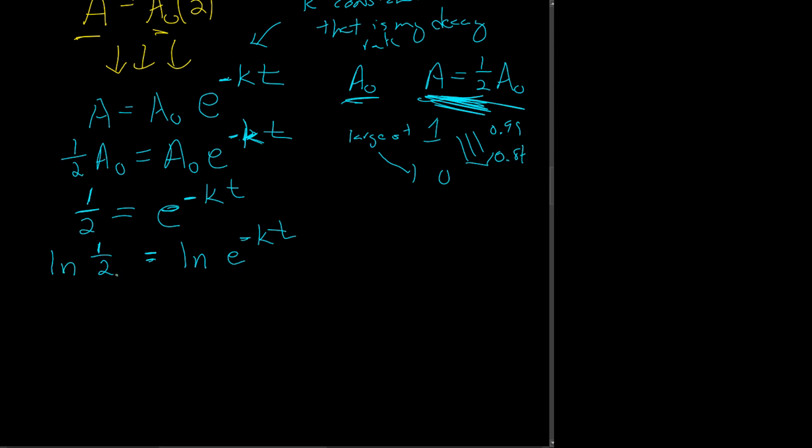All right, so I'm going to play a trick with this. This is the same as ln of 2 to the negative 1. Right? 1 over 2 is equal to 2 to the negative 1 from our rules of exponents. These two things cancel each other out. They're inverse functions, so this gives me negative kt.